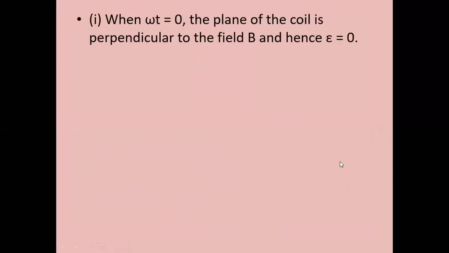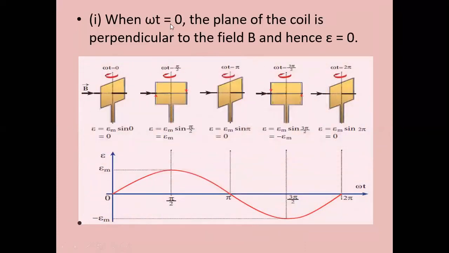Okay. Now we have to go for different cases here. Initially, there is no rotation. The plane of the coil is perpendicular to the magnetic field. Here you can see the diagram, the magnetic field and the plane of the coil are perpendicular. So epsilon is equal to epsilon m sin 0, that is, ωt value is 0. Sin 0 is 0. So the epsilon value is 0.